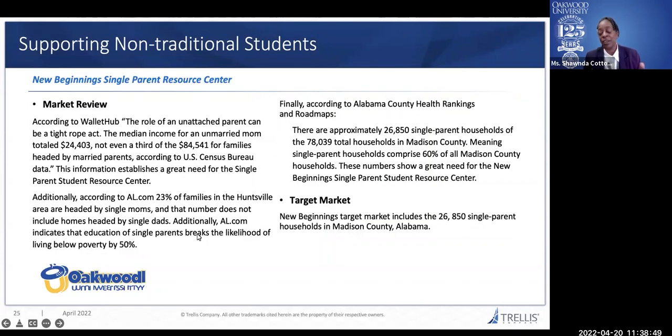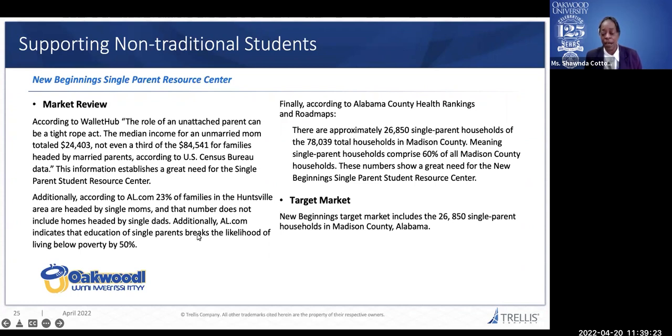So some of the things, I'm not going to read this off, but we did a market review. Our market review showed us that the total median income from unmarried moms was only $24,403 in the greater Huntsville area, and that married families' income was $84,541. So you can see the disparity in finances. And we said, hey, that's about a $60,000 disparity that we can simply close in the gap by being the second person and by educating them.